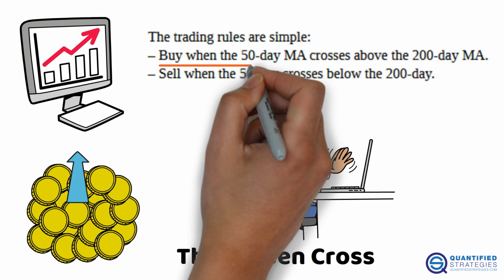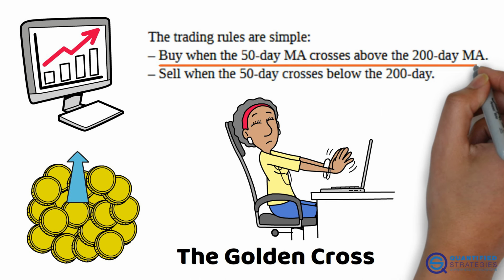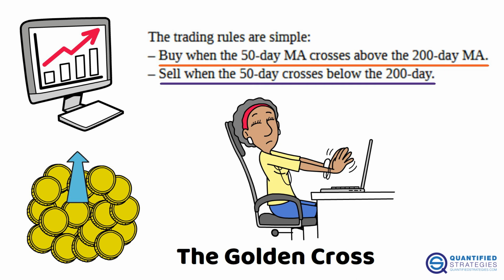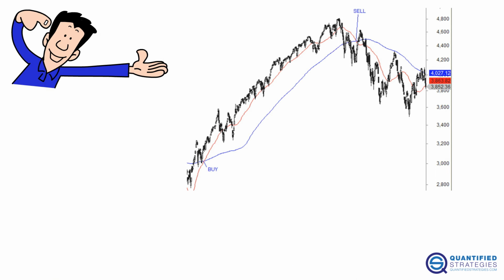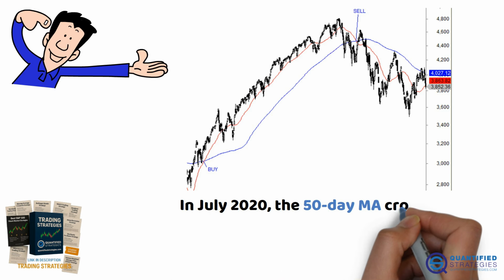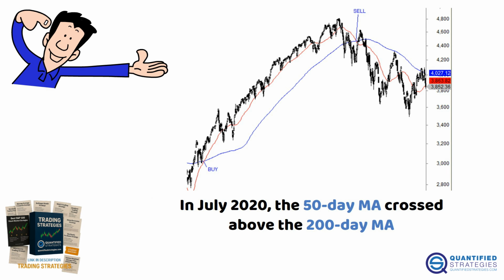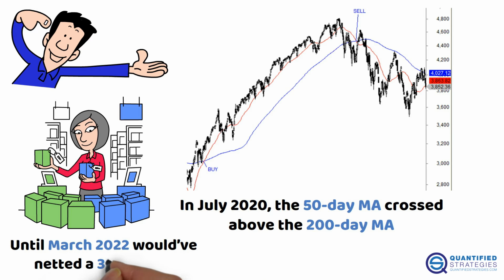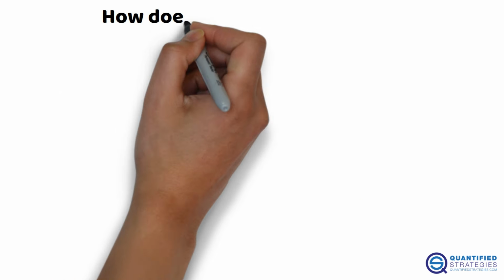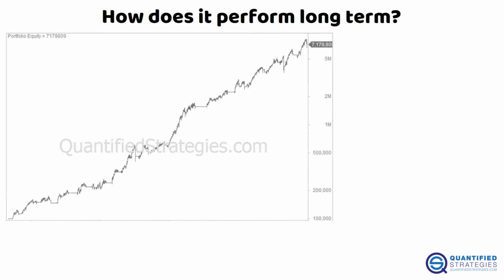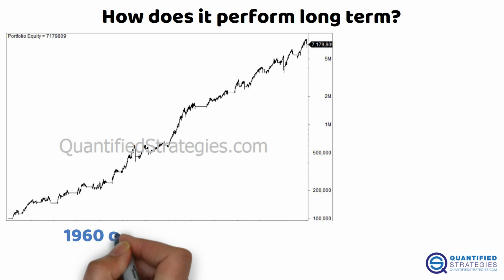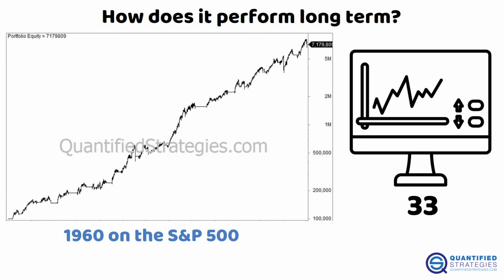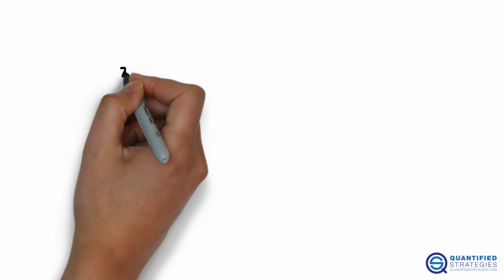You buy when the 50-day moving average crosses above the 200-day moving average, and sell when the 50-day crosses below the 200-day. Let's see an example. In July 2020, the 50-day MA crossed above the 200-day MA. Buying here and holding until March 2022 would have netted a 32.4% gain. So how does it perform long-term? We backtested the strategy from 1960 on the S&P 500. It made just 33 trades, each held for roughly 400 days.